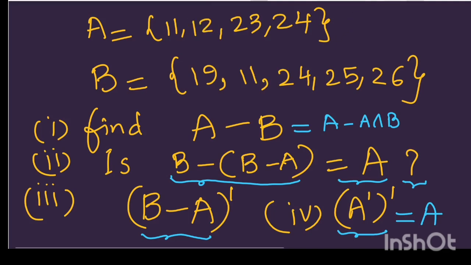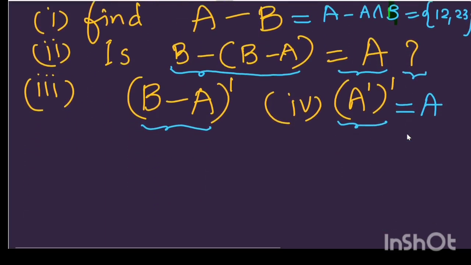12 is not common here. Intersection B: 11 is common here, guys. 24 is common here. 12, 23. So only two elements are common. So from A, if we exclude this and this, we will get A minus B, which is 12, 23, guys. 12 comma 23.